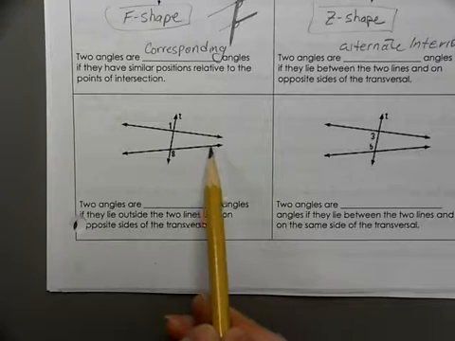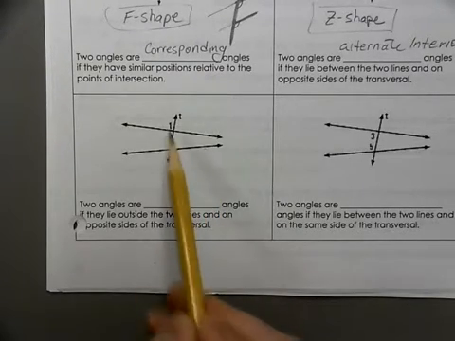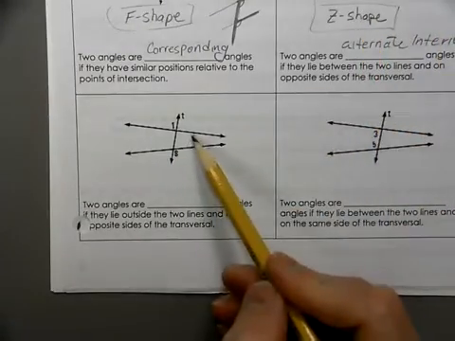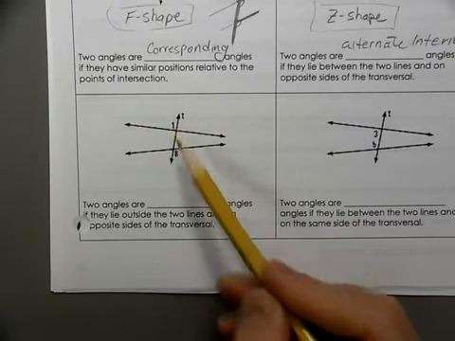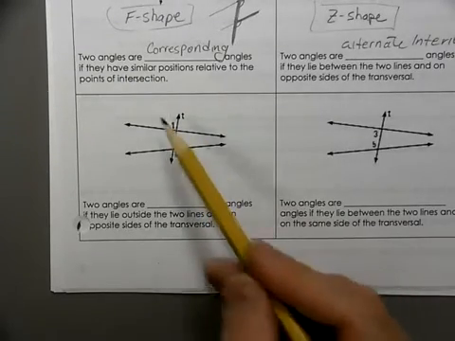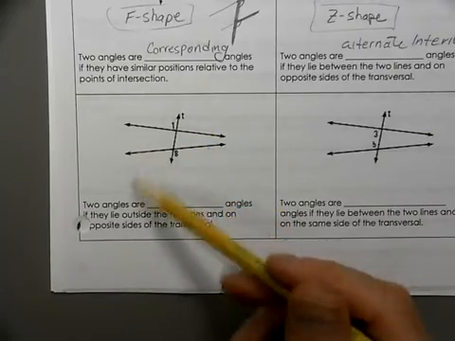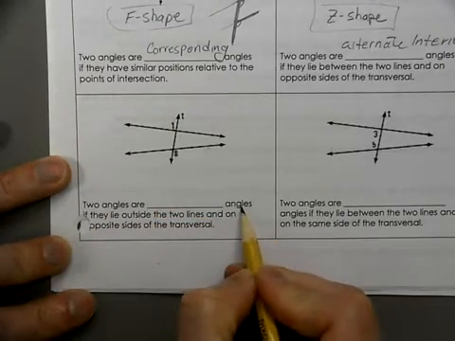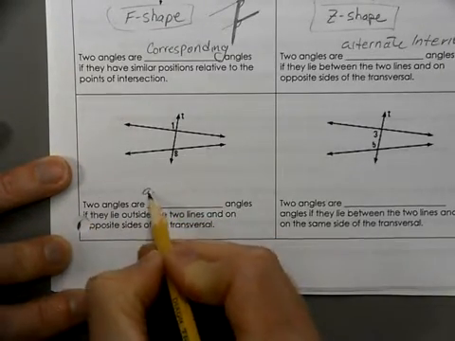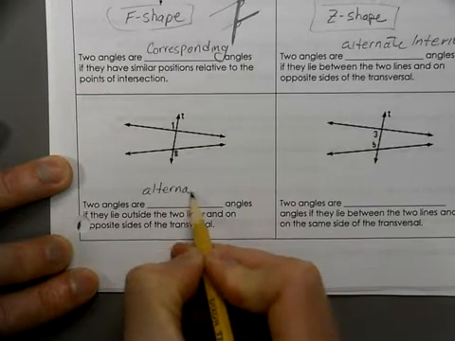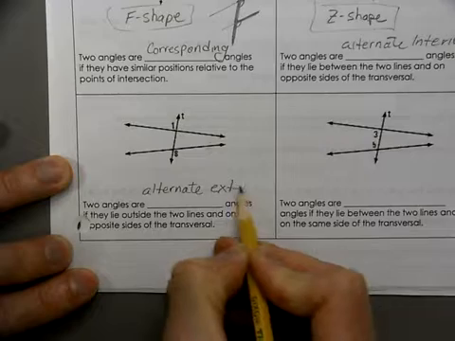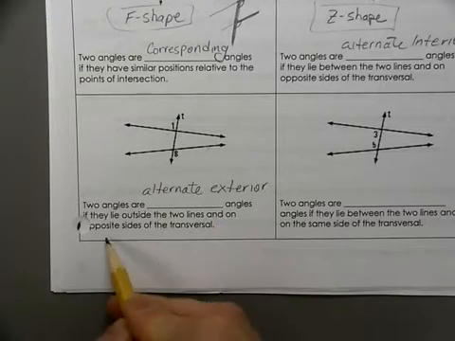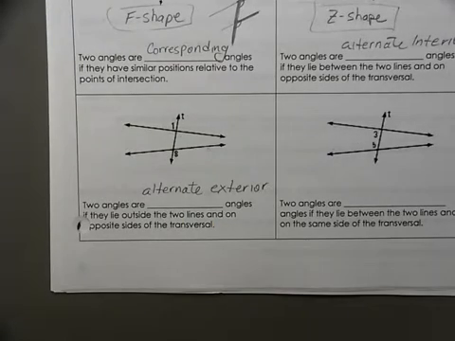Notice here we have our two lines. The two angles we're talking about are not inside those two lines. If you squeeze those two lines together, the angles would not get squished because they're on the outside. So they're called exterior angles. And because they're on opposite sides of the transversal, they're considered alternate. So the two angles are alternate exterior angles if they lie outside the two lines and are on opposite sides of the transversal.